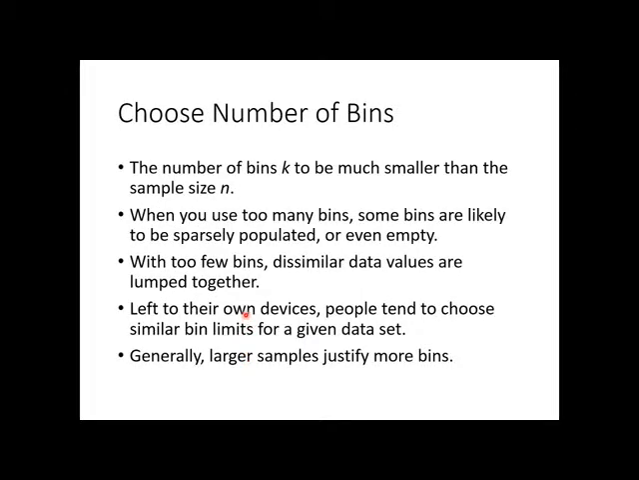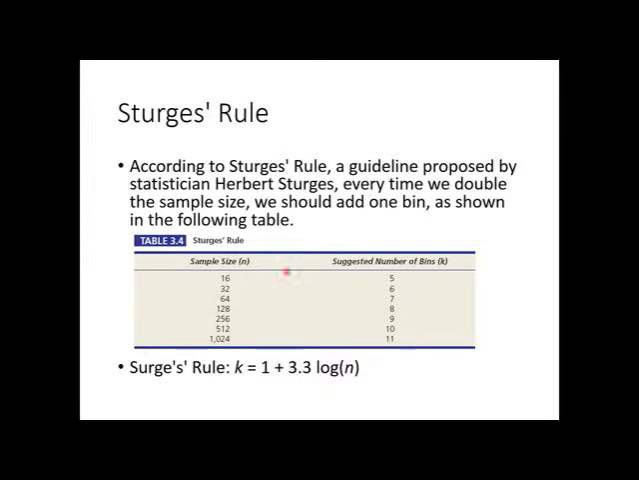So the number of bins is given by K, and the sample size is given by N. If the number of bins is too many, then it is not good, and if the number of bins is too large, then that is also not so good. So the frequency table is very sensitive to the number of bins.